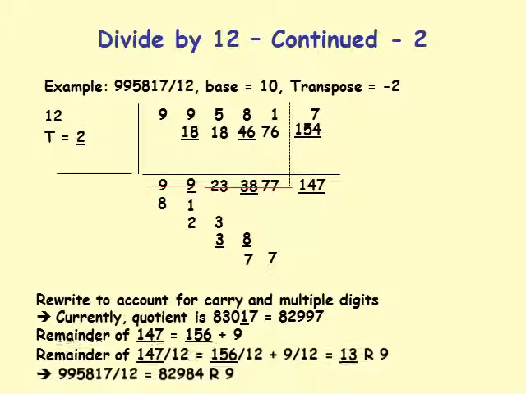If I take 13 off from 82997, that gives me the quotient value, and the remainder is 9. That means 995817 divided by 12 is 82984. I got 82984 from subtracting 13 from 82997.